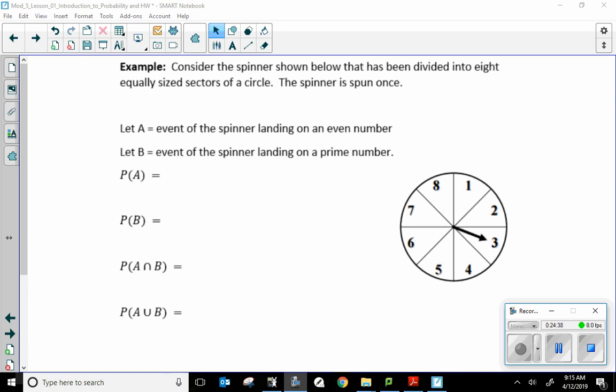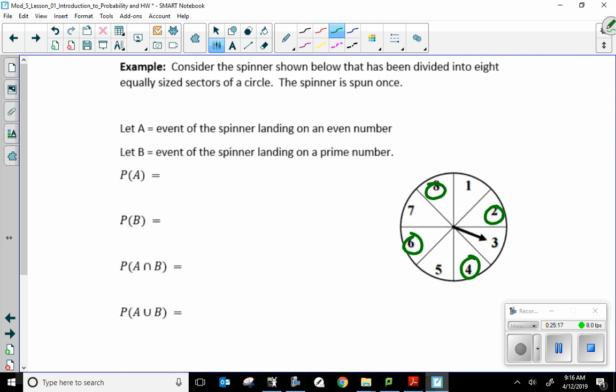All right, and this will be our last problem because the next couple of pages on the home packet are homework. So consider the spinner shown below that has been divided into 8 equally sized sectors of a circle. The spinner is spun once. Let A be the event of the spinner landing on an even number, and let B represent the event of the spinner landing on a prime number. Oh, you better know your prime numbers. So the probability of A. Well, let's take a look at the even numbers. 1, 2, 3.